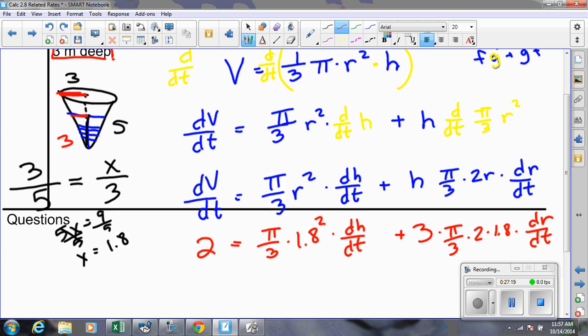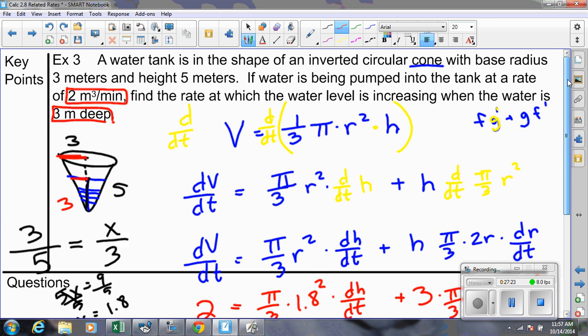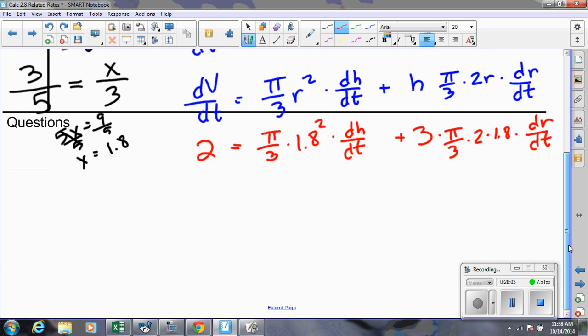Which piece are we looking for? We want to know the rate in which the water level is increasing. That is a piece that will be dh. Do we currently know dr dt? The 2 here came from the volume. At this particular point, we're going to leave it alone because we don't know what the rate of change in the radius is. So we have to come back to here and now start plugging in all this other information. We'll simplify it a little bit.